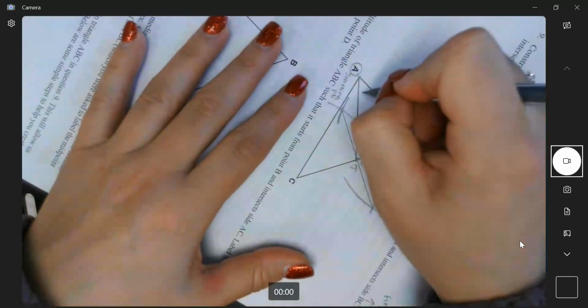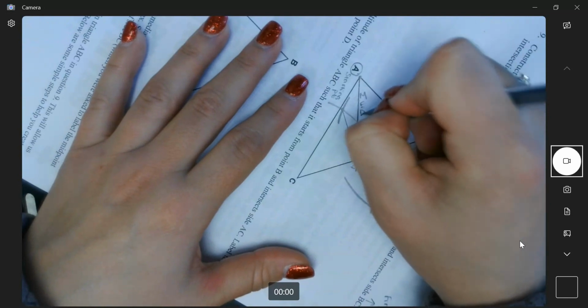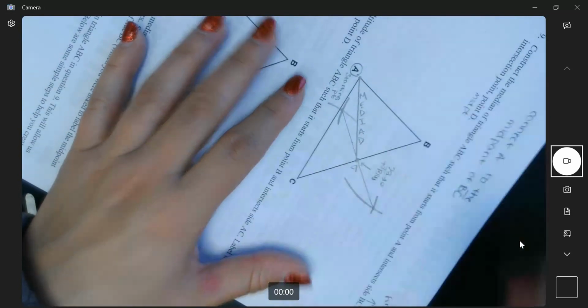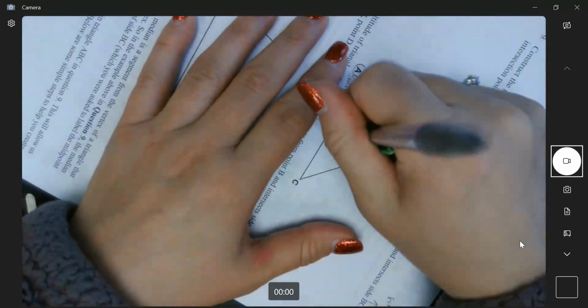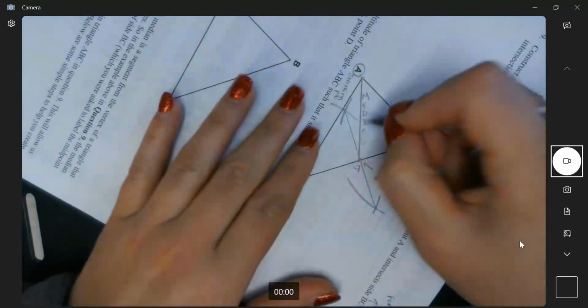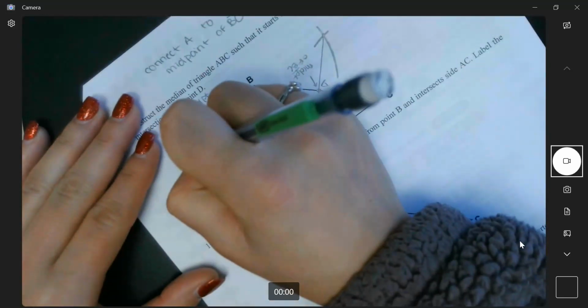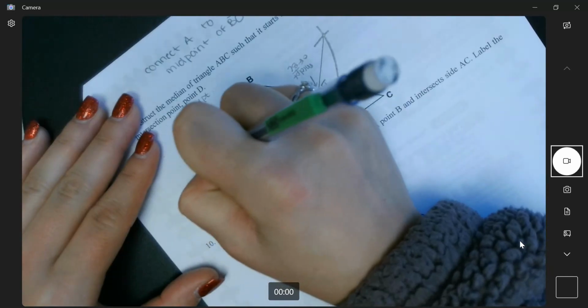And then this here is your, okay, well, and stuck on the letter for that point. Okay, so AD is the median.